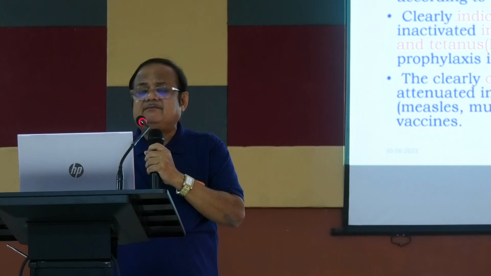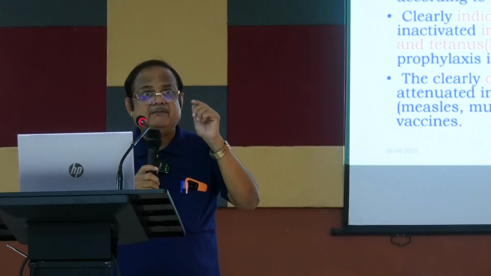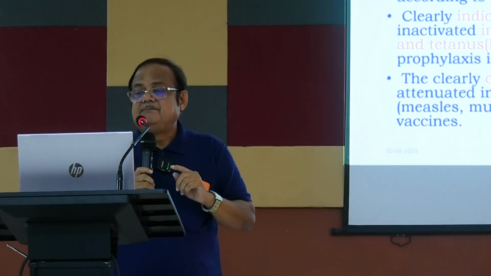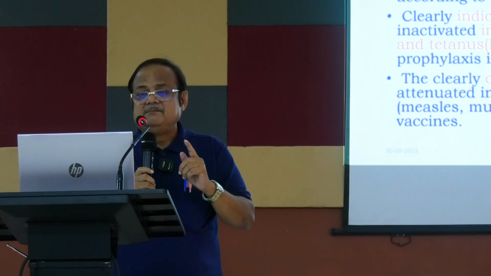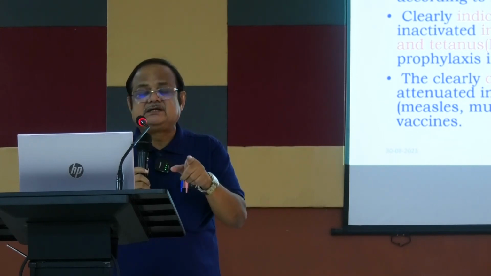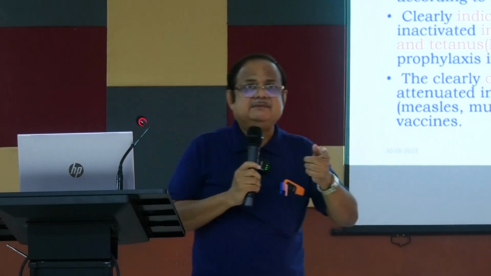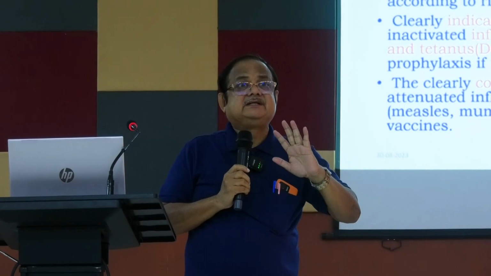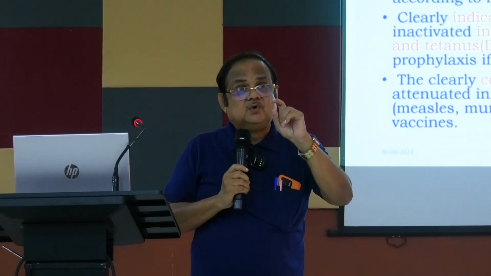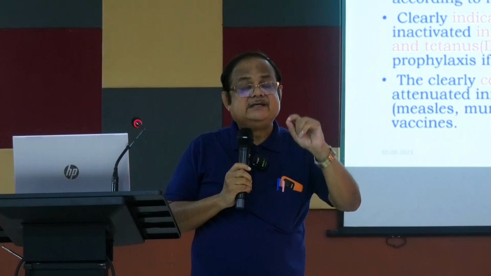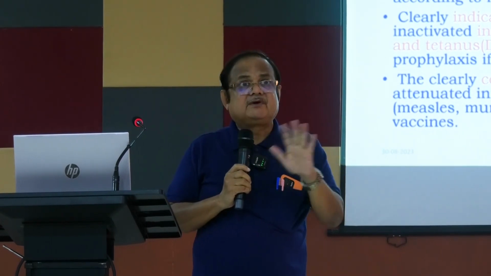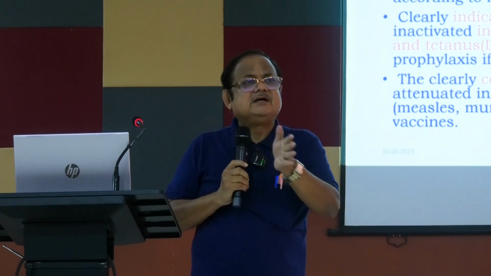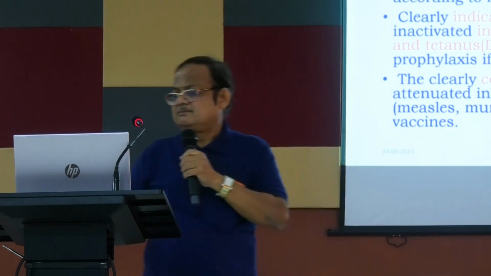The clearly contraindicated vaccines, which we will not give, are a very important MCQ question. We will not give live attenuated influenza vaccine, BCG vaccine, MMR vaccine (measles, mumps and rubella), varicella and zoster vaccine. You cannot give the MMR vaccine during pregnancy. But if you know that before the pregnancy there is antibody, then no problem. If there is a deficiency of antibody, you will give the vaccine, and after a few months you can ask the patient to plan conception.